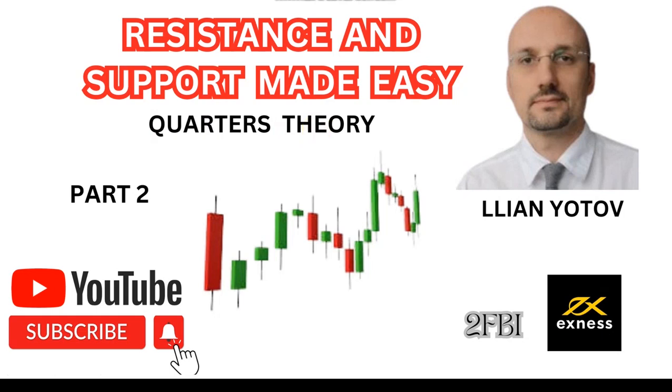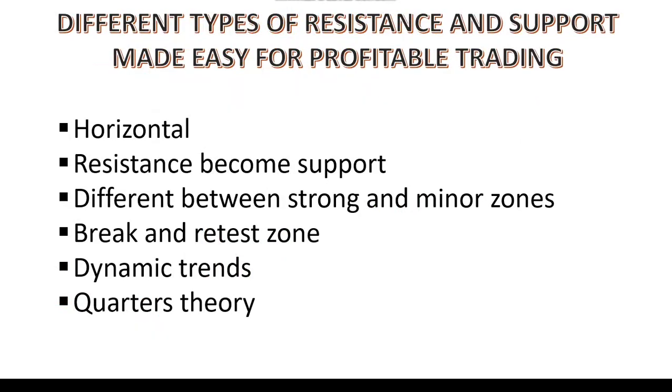Before we jump right into it, I'd like us to do a kind of rundown of what we did in part 1. In part 1 we were able to cover horizontal resistance and support, which is the one that we are more familiar with. We also looked at resistance becoming support, breaking to a new zone. We also call it a shift candle that forms a new zone.